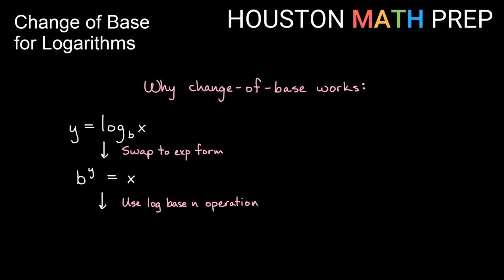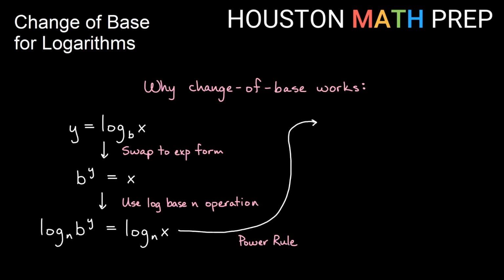Now, if I take a log of any base that I want, I'm just going to call it n here. So if I take log base n of both sides as an operation, we get log base n of b to the y equals log base n of x, just taking the log base n of both sides. What I can do with this y is use the power rule to move it out front now, right? So if we use the power rule on the left side, that becomes y times log base n of b is going to equal log base n of x. So all we did was change the left-hand side by moving y out in front of the log.